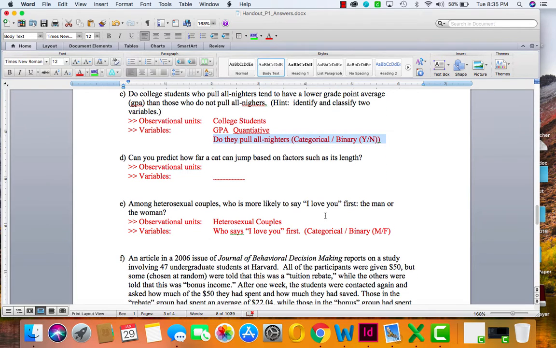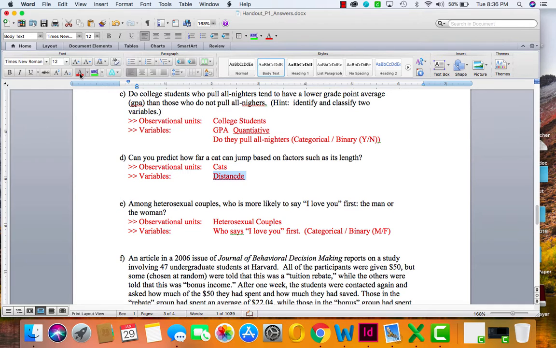D, can you predict how far a cat can jump based on factors such as length? So what are the observational units here? Again, observational units is the who is providing you the data, or the what is providing you the data. So in this case, observational units will be the cat, or cats.